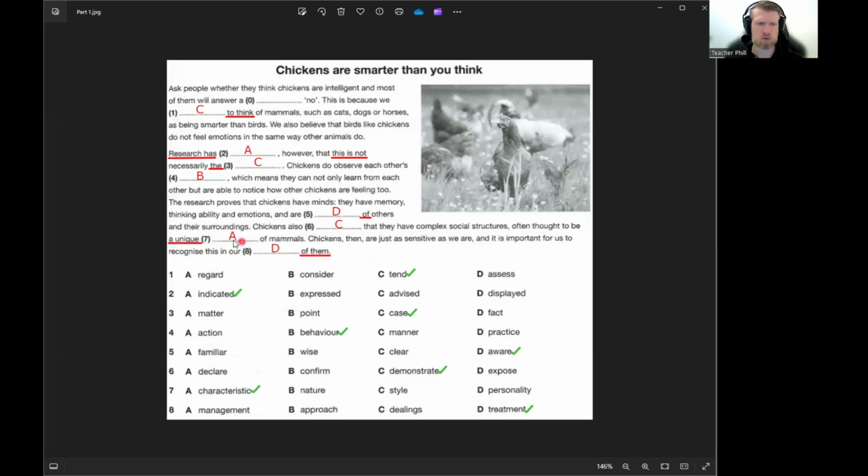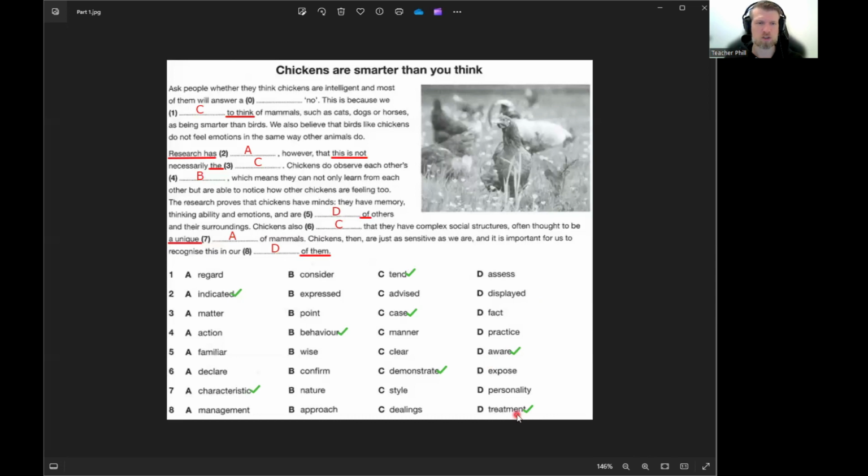Then in number 7, I chose characteristic. It's because it says a unique. I wouldn't say a unique nature, maybe the unique nature with the definite article. A unique style, that is not really what we use in the context of mammals. And also personality. We wouldn't say a personality of mammals in general. Maybe we would say a personality trait of mammals. But here I'm pretty sure characteristic is correct because of a unique.